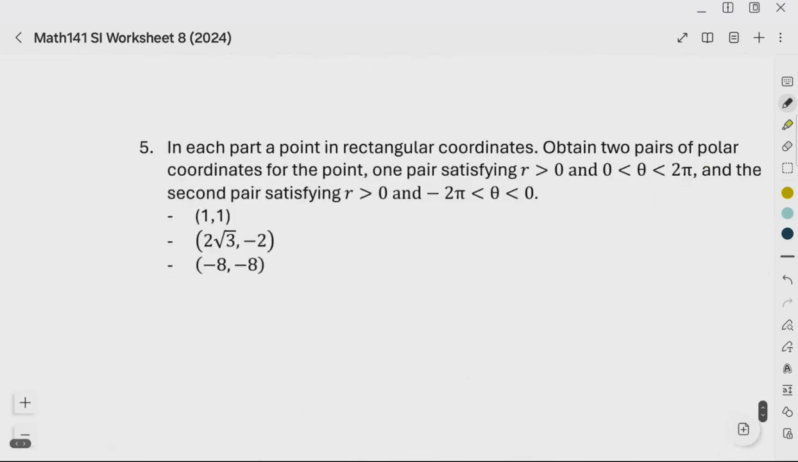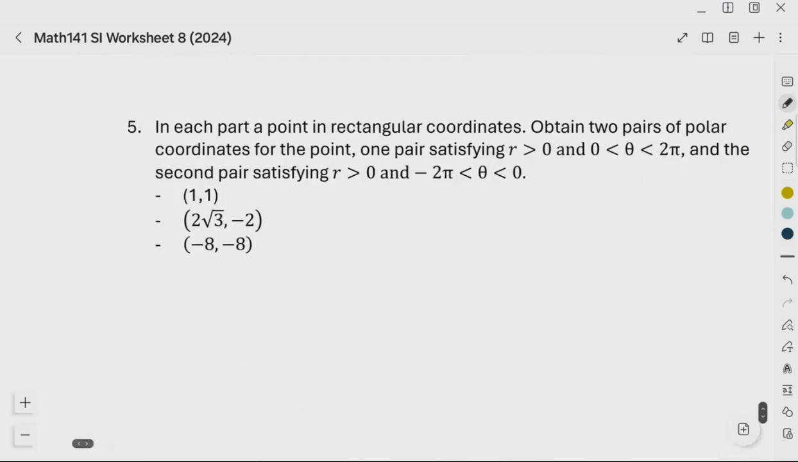The last problem, I think, is a bit of an easy one because it's more of a conversion between rectangular coordinates and polar coordinates. I guess we can cover one, just to give you an idea of what to do. Let's look at the first one, the point 1, 1. I tell you to obtain the two pairs of polar coordinates for the points that are given.